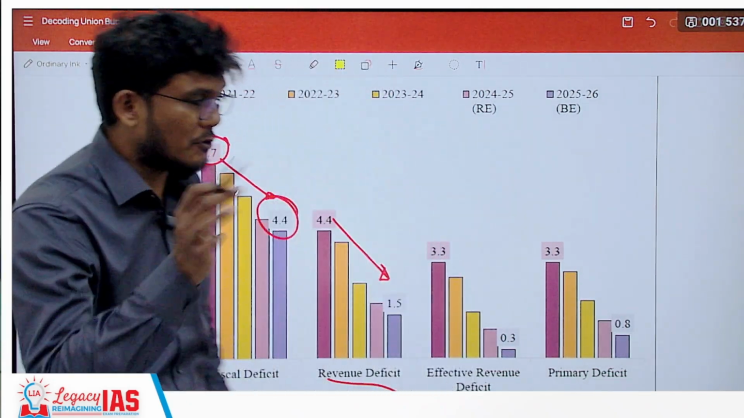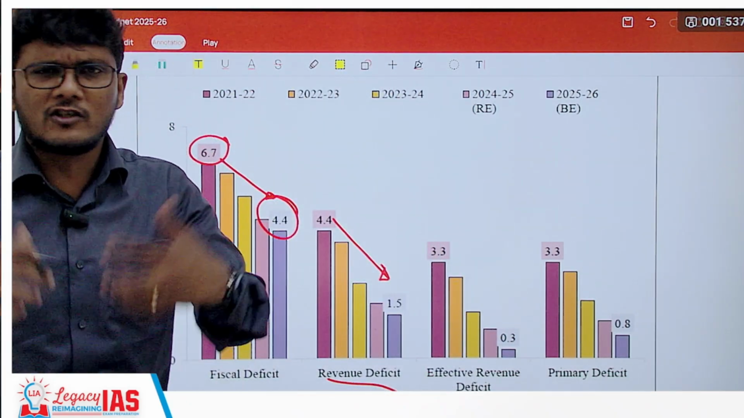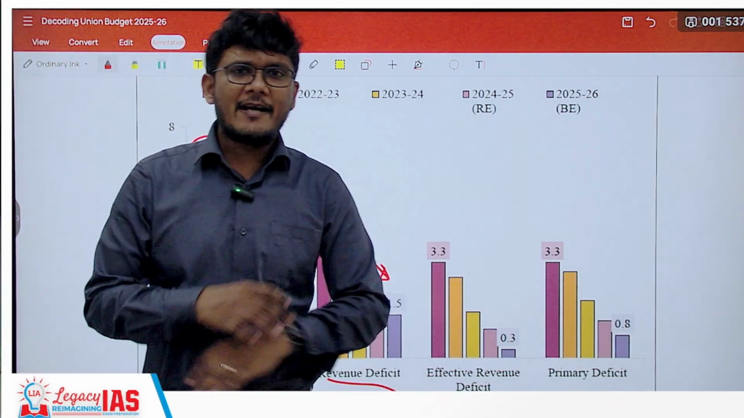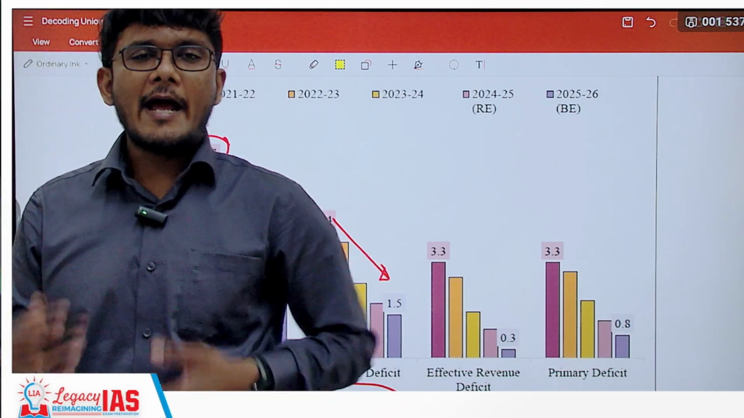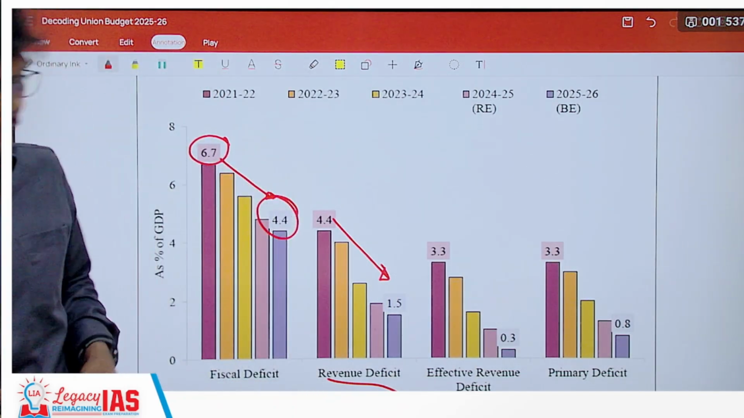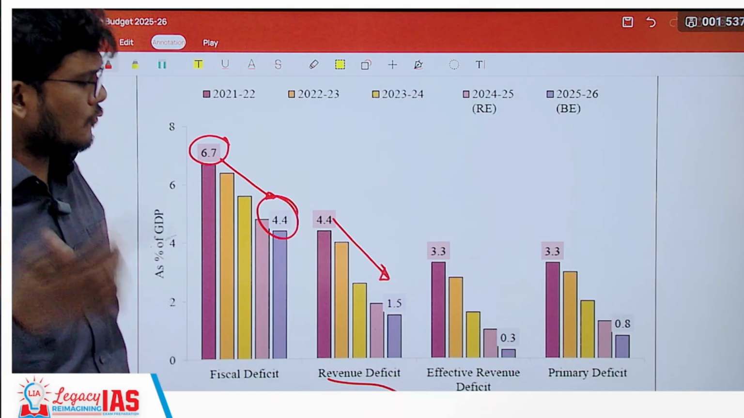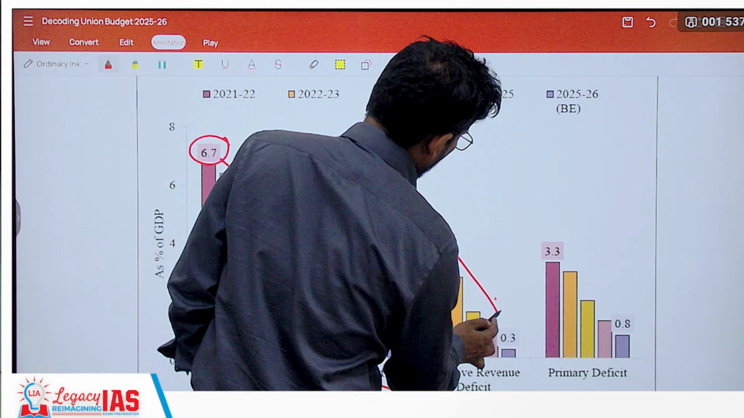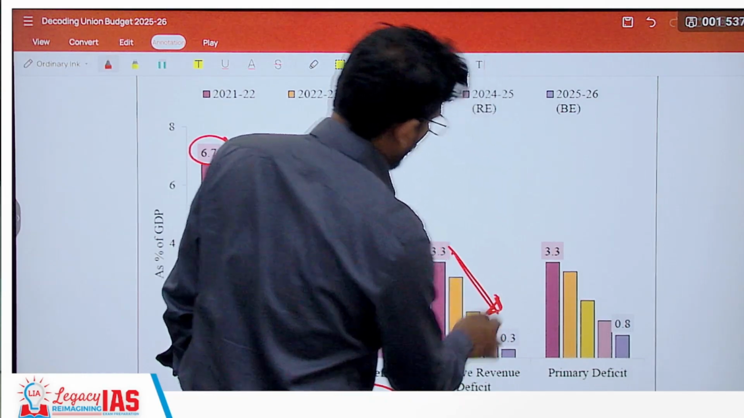This is good because revenue deficit should be lower, because revenue expenditure does not create any asset or generate any further revenue. It is recurring in nature and it gets consumed. It does not hold any value for the upcoming future. It does not create any revenue for the future. Effective revenue deficit was 3.3%. From 3.3 it has come down to 0.3%.